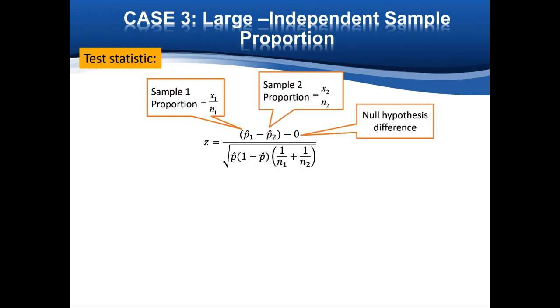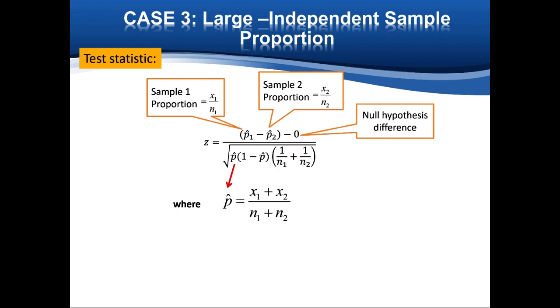Usually, for the proportion case, the difference value is 0. And P hat here is equal to x1 plus x2, divided by N1 plus N2.